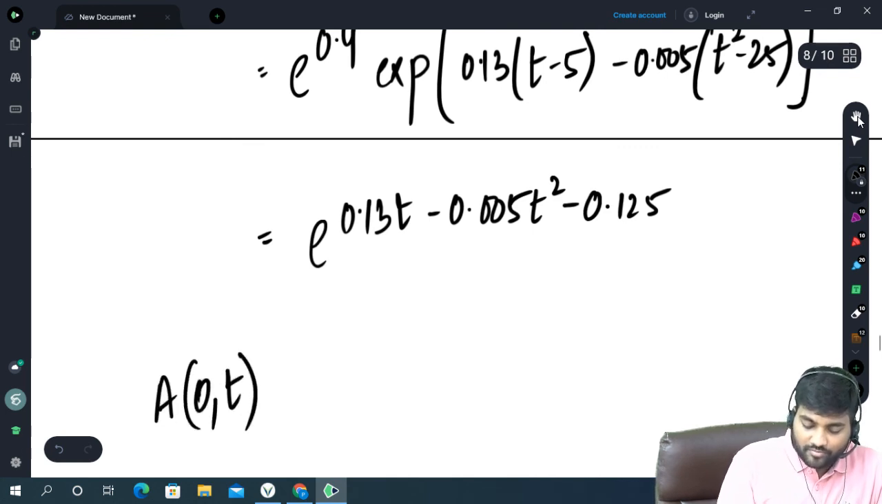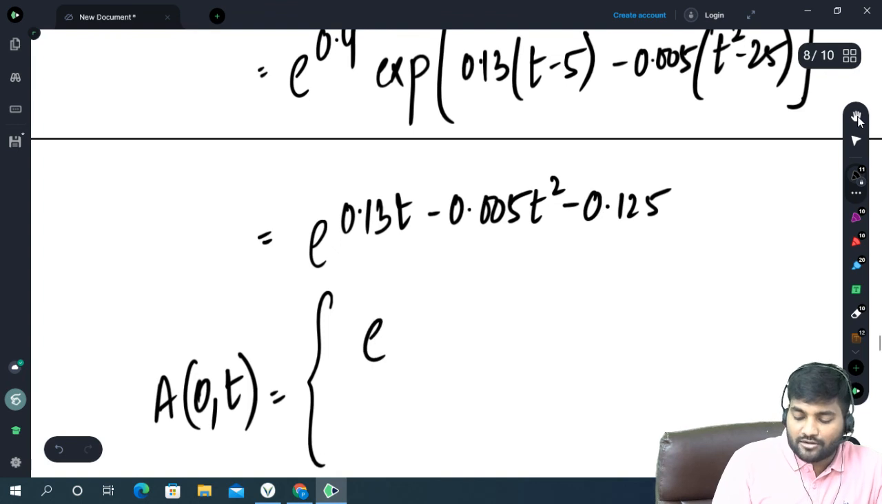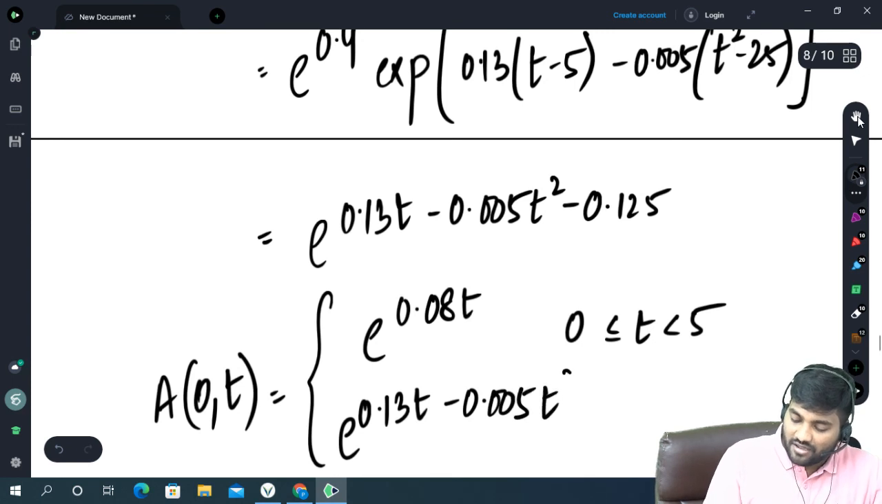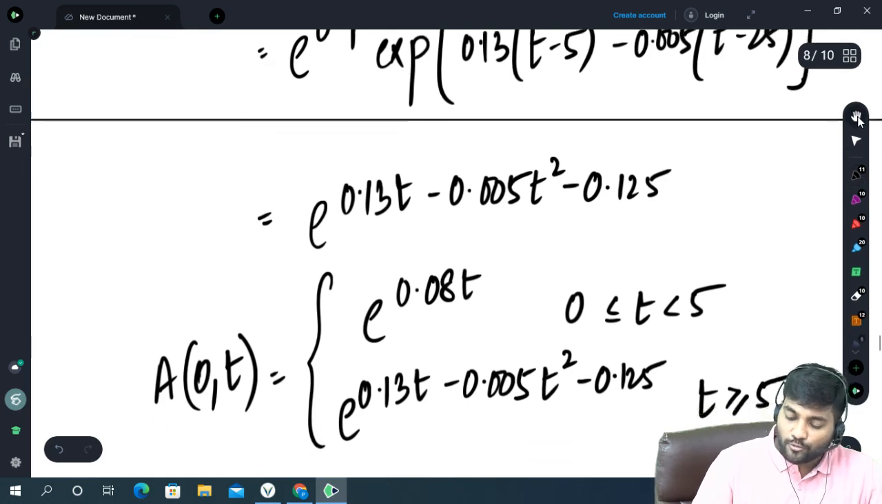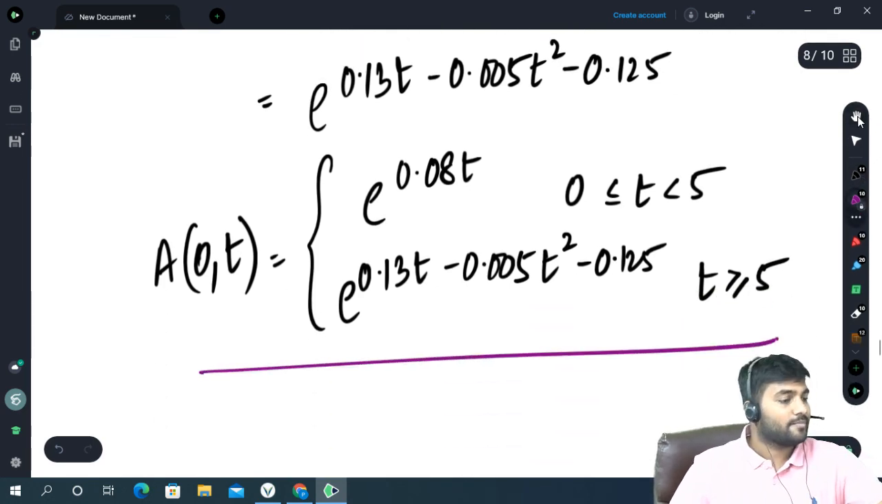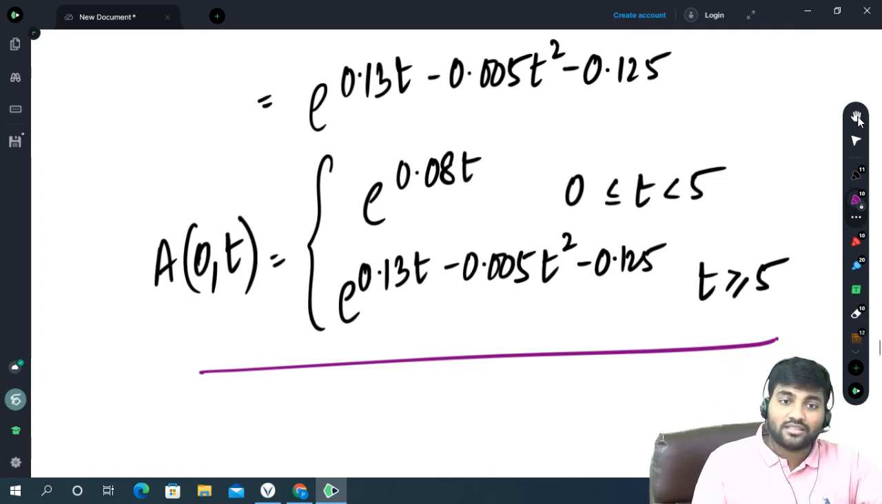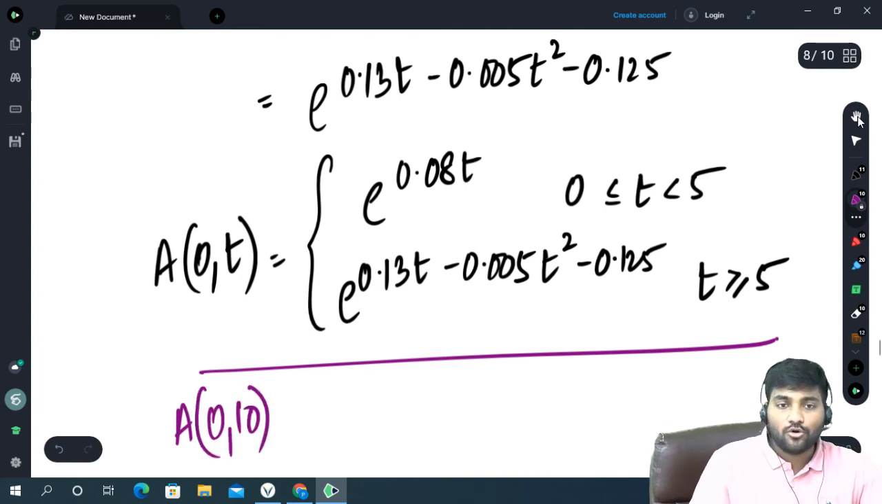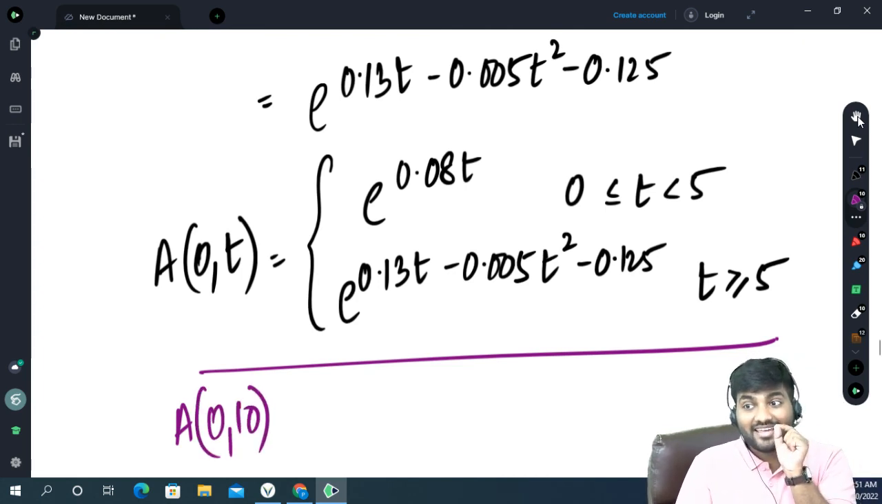A0 to t is e to the power 0.08 t for t lying between 0 and 5, and it is e to the power 0.13 t minus 0.005 t square minus 0.125 for t greater than or equal to 5. You need to present your final answer in this format. Now if they ask in further questions to calculate A0 to 10, you simply put 10 in the second expression. A0 to 4, in the first expression.